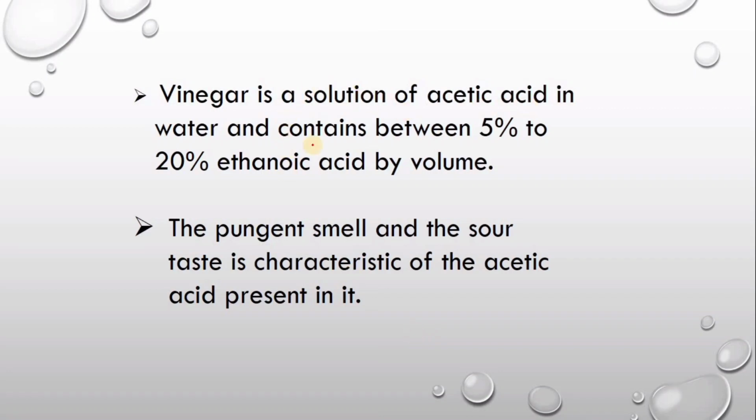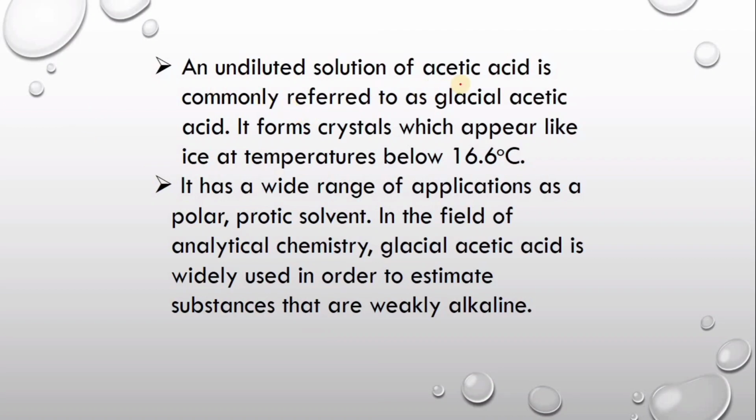Vinegar is a solution of acetic acid in water and contains between 5% to 20% ethanoic acid by volume. The pungent smell and the sour taste are characteristic of the acetic acid present in it. An undiluted solution of acetic acid is commonly referred to as glacial acetic acid. It forms crystals which appear like ice at temperatures below 16.6 degrees C. It has a wide range of application as a protic solvent in the field of analytical chemistry. Glacial acetic acid is widely used in order to estimate substances that are weakly alkaline.